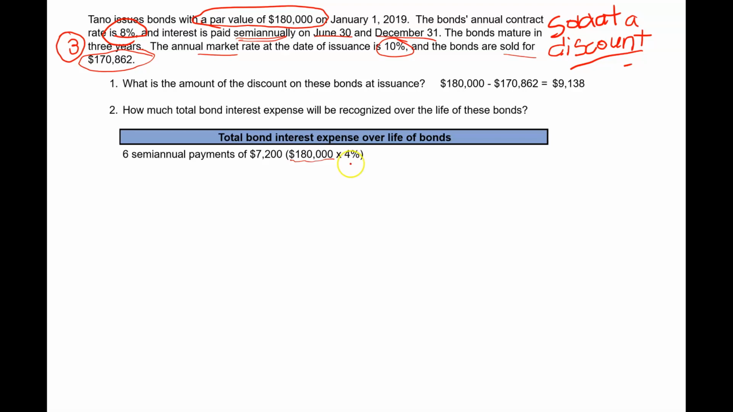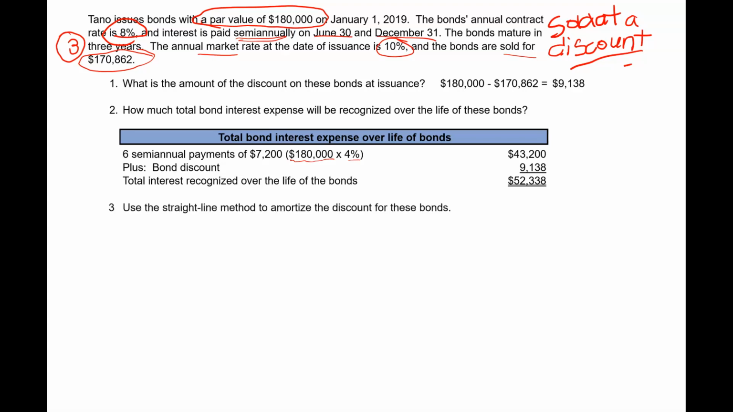So take 4% times $180,000, and we get $43,200. Over the course of this bond, we will pay interest of $43,200. Plus the bond discount that we just calculated, the $9,138, gives us a grand total of $52,338 of interest, technical interest, that we need to recognize over the life of the bonds. Let's look at how we're going to amortize them next.